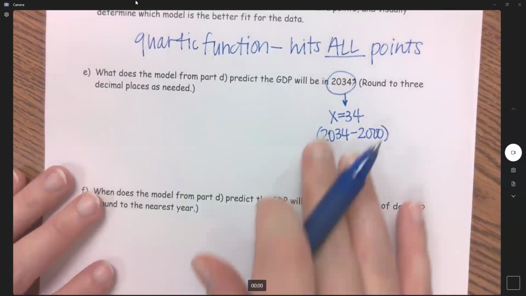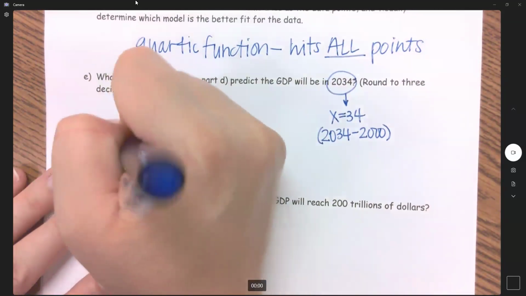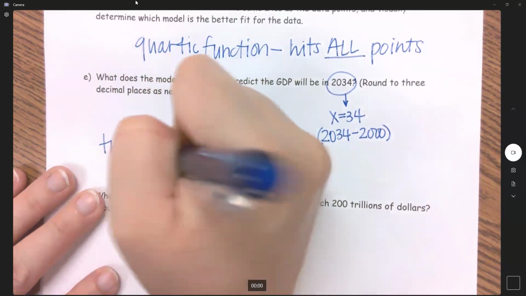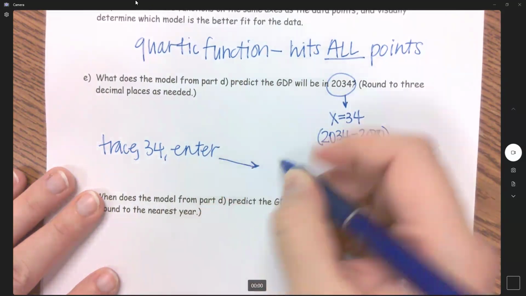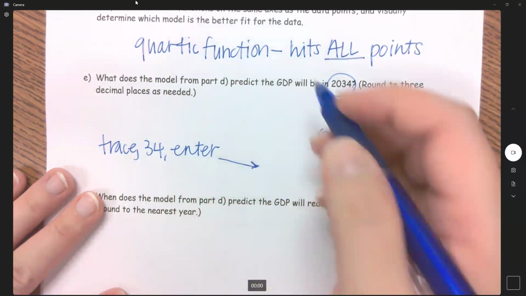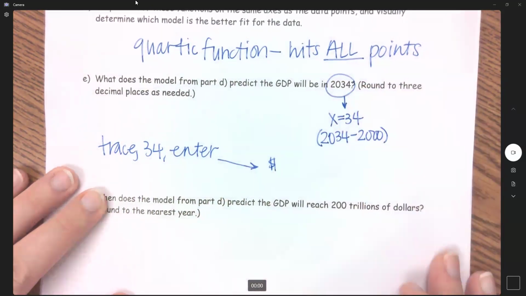So since that's my X, we're going to use trace 34, enter. And the GDP is in money.